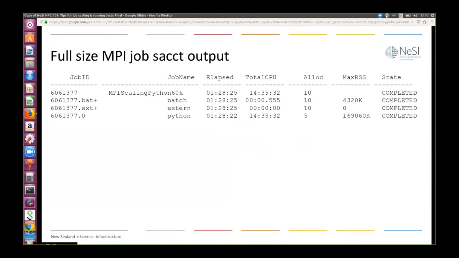So when we look at the results, we can see that our estimates seem to be relatively correct. This one took 1 hour and 28 minutes on the 10 CPUs and used about 0.17 gigabytes of memory at the maximum.